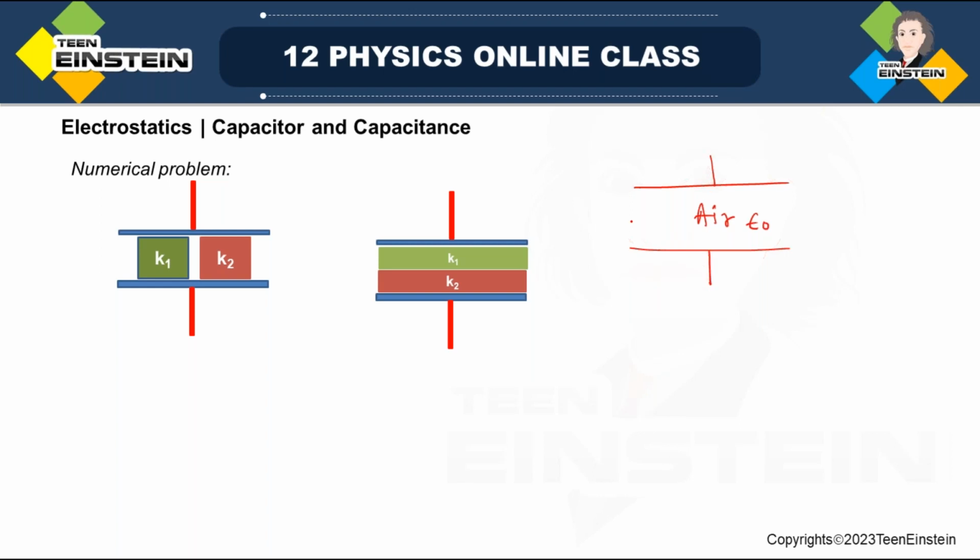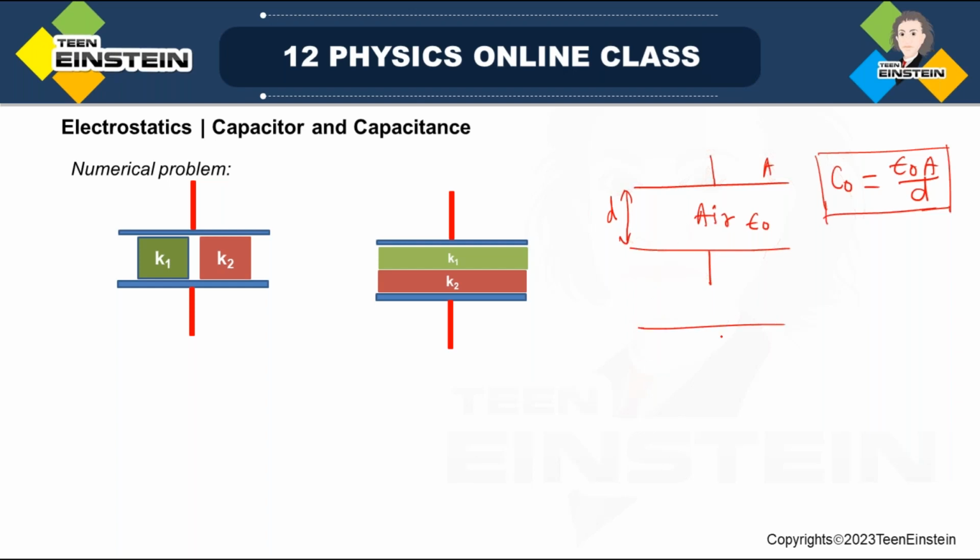And if you remember, the area of cross section of the plates was A and the separation between the plates was D. In that case, we denoted the capacitance of the capacitor. This is sometimes called an air capacitor also. So the capacitance for an air capacitor is epsilon naught A by D. So this is the capacitance of the parallel plate capacitor with air in between the plates.